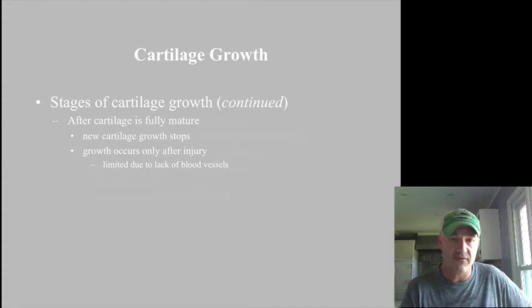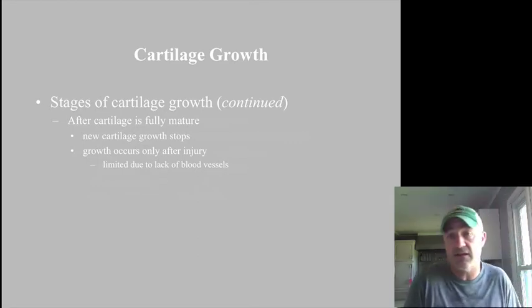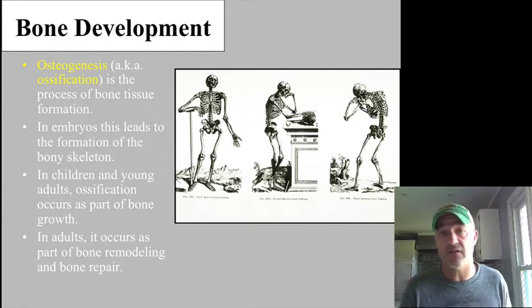And again, after it's fully mature, it doesn't really grow anymore because, again, it is avascular. We don't get a lot of growth except for after injury, and that in and of itself is actually quite limited due to lack of nutrients. So when we get to bone development, some of this is going to need that cartilage background.